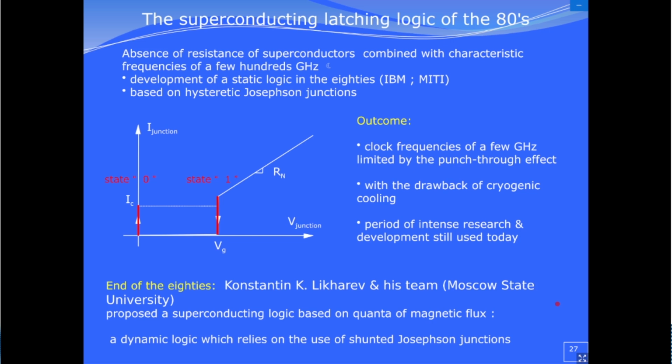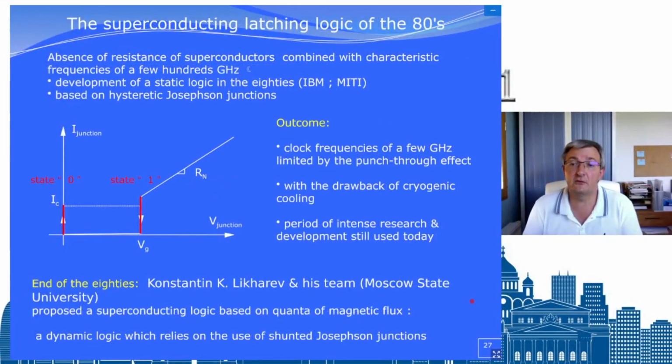It was developed in the 1980s with IBM, and also in Japan with MIT for a long time. They succeeded to make it work, but it was not very high frequency, just a few gigahertz. They needed to cool at 4 Kelvin at this time, which is of course not very appealing for consumer electronics, right? And also the technology was not mature at this time. Niobium technology was not developed yet.